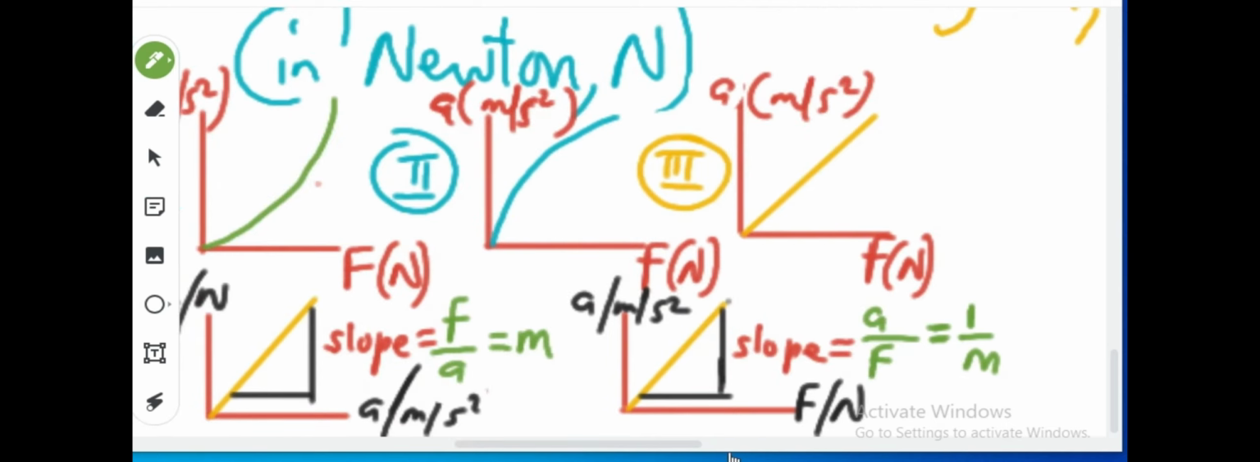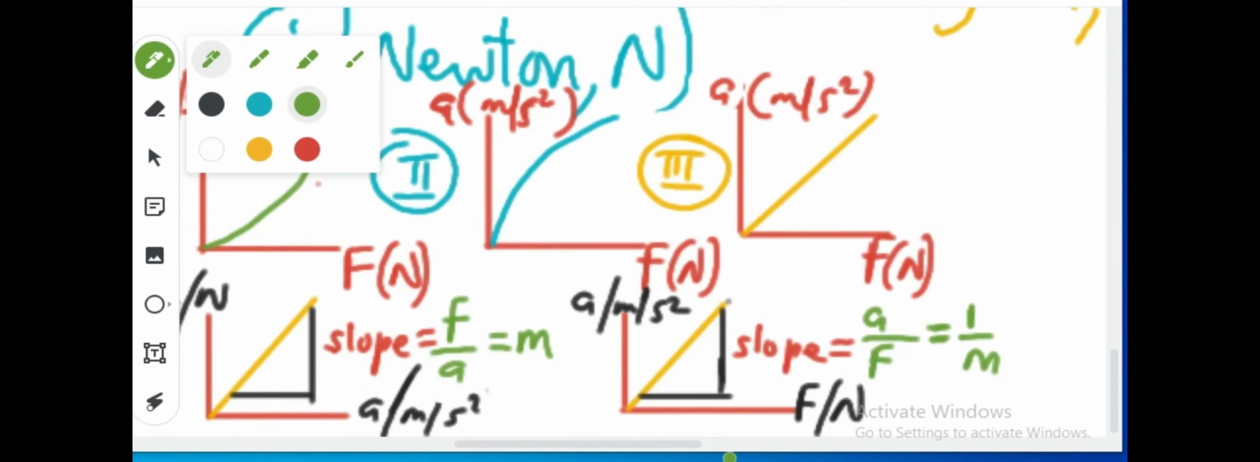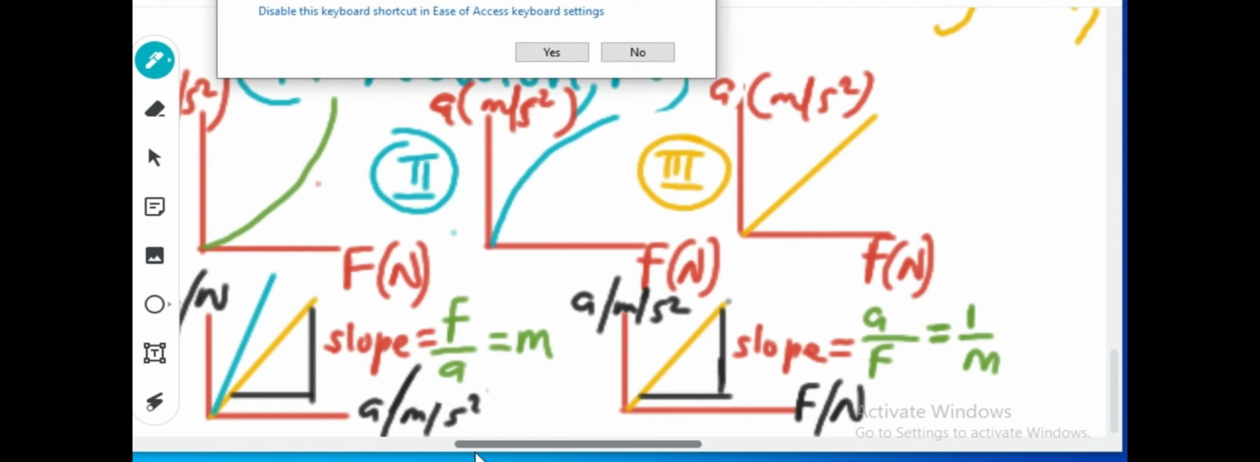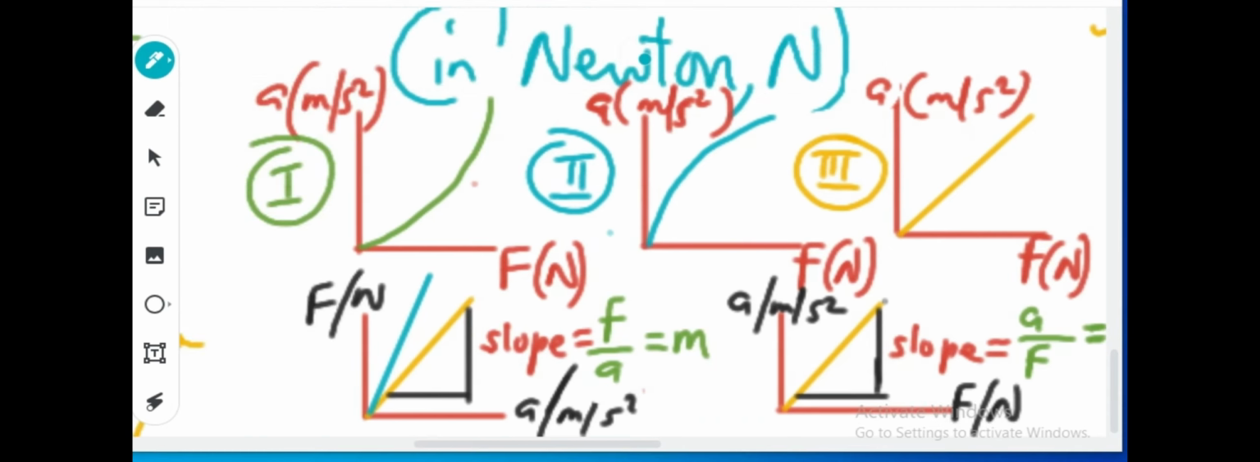Now, this is the catch that I need you to pay attention to. Watch this. Now, let me show you this. Look at this graph. Listen up. The blue line and the yellow line, which one has a bigger mass? I think the blue line. The yellow. Why do you think the yellow has a bigger mass?